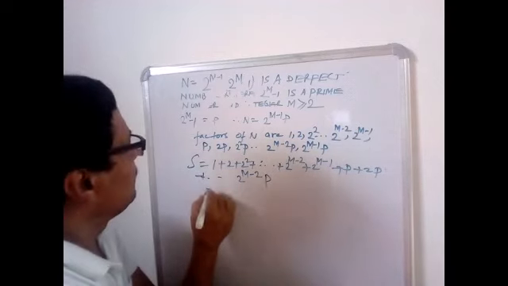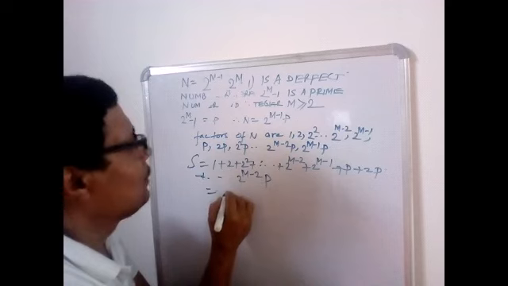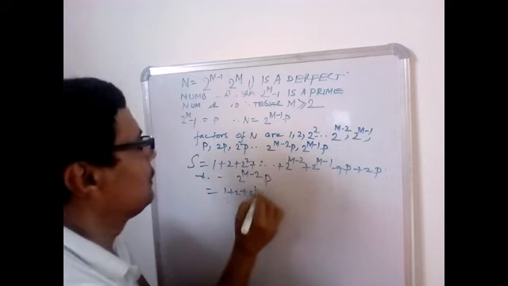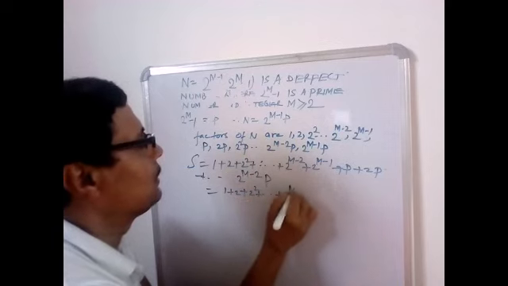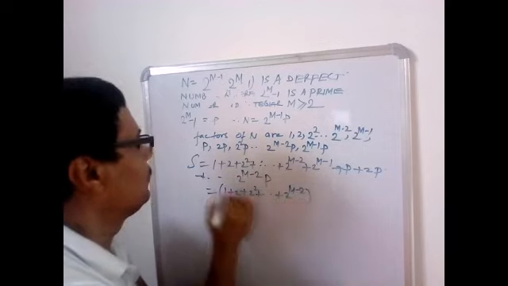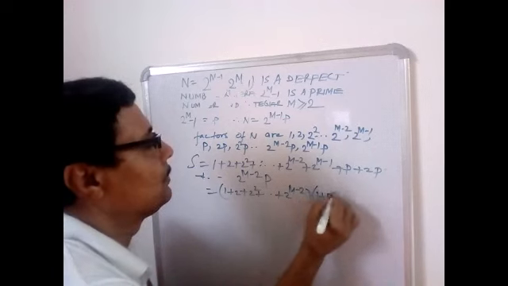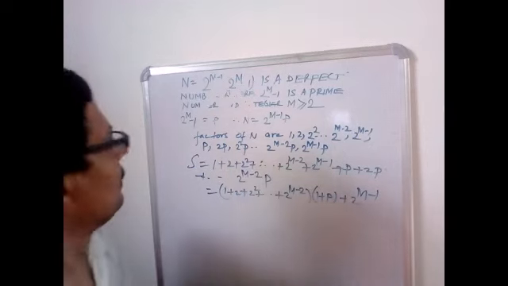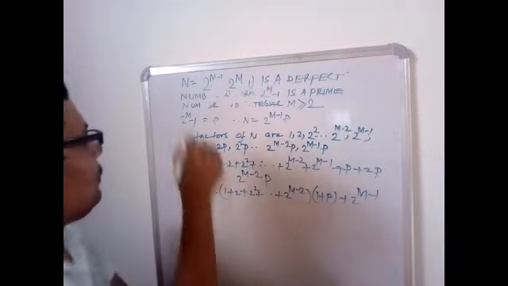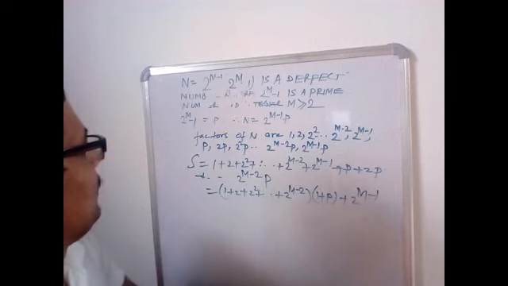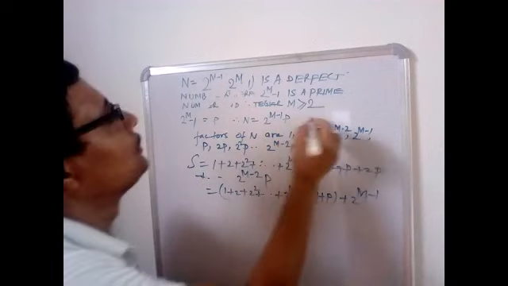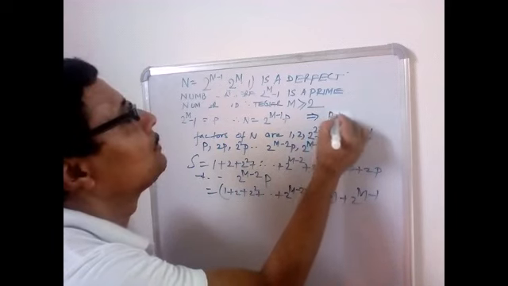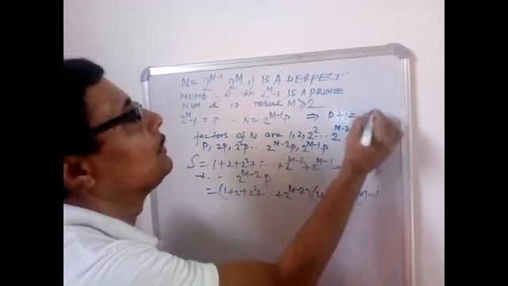If we rearrange it, we get 1 plus 2 plus 2 square dot dot 2 to the power m minus 2, into 1 plus p, plus 2 to the power m minus 1. Here 2 to the power m minus 1 equal to p. So p plus 1 equal to 2 to the power m.